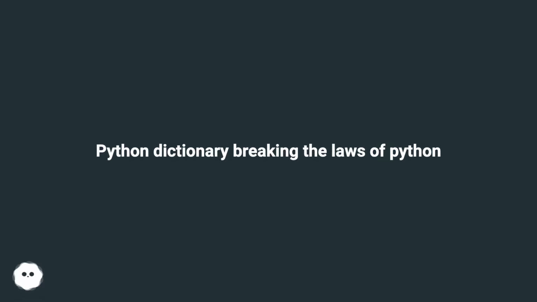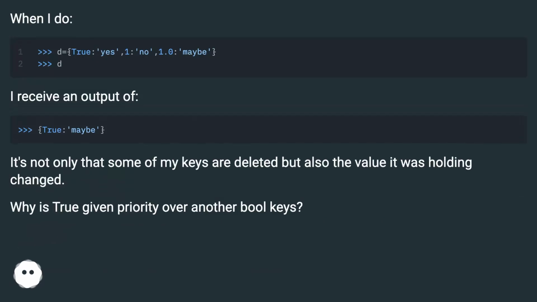Python Dictionary, Breaking the Laws of Python. When I do this, I receive an output of this. It's not only that some of my keys are deleted, but also the value it was holding changed. Why is true given priority over another bool keys?